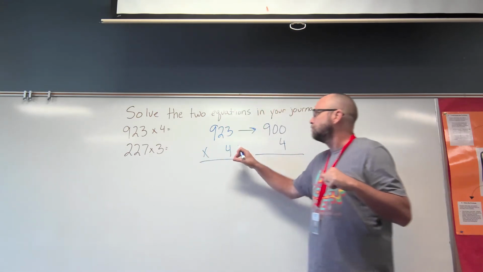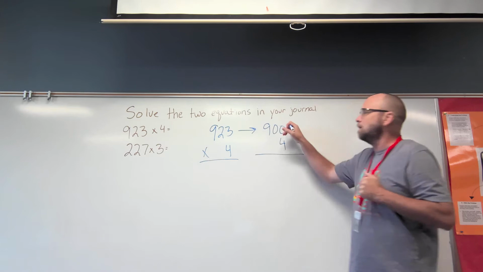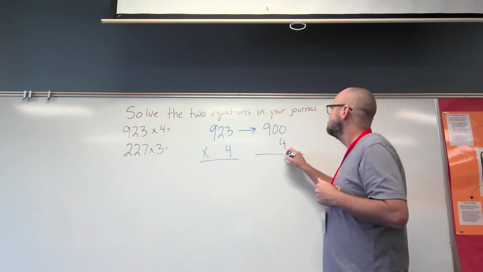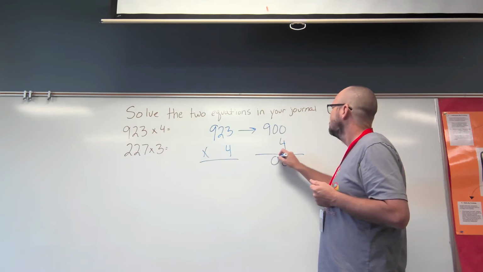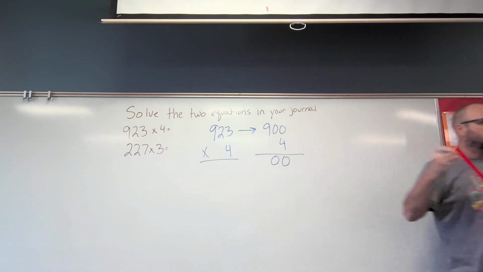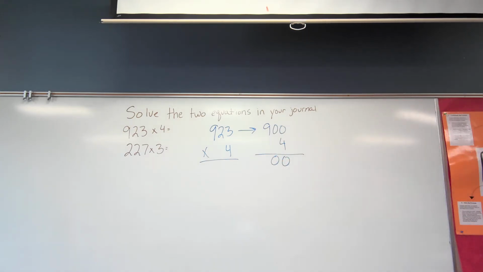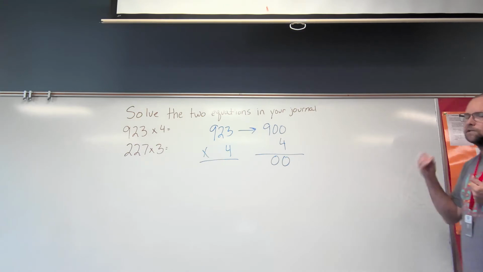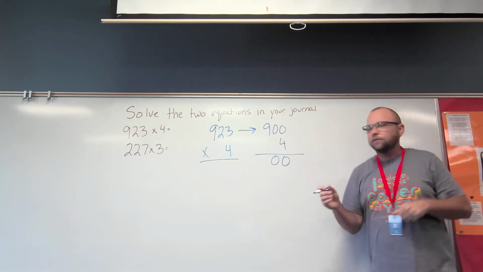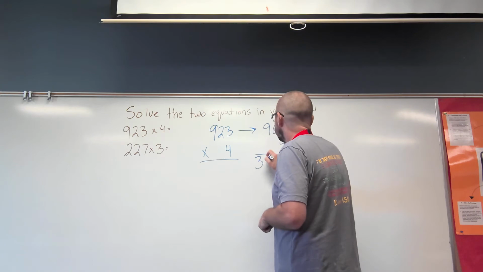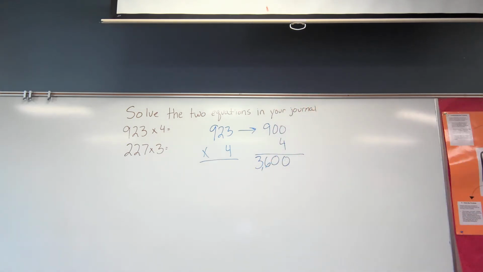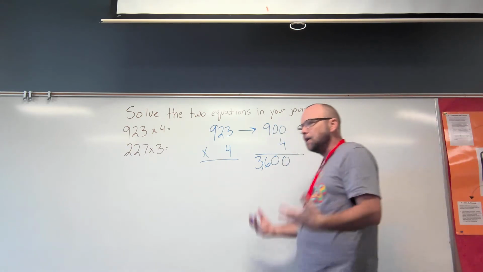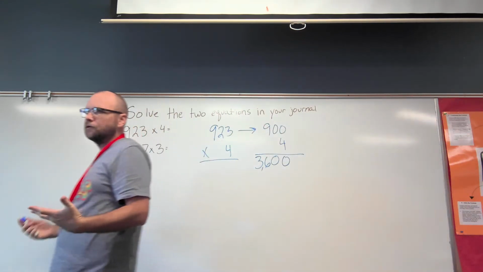So let's look first. 4 times 0. 0. Now, all I have to know to solve this problem for my estimation is 9 times 4. So what's 9 times 4? 36. So my estimation is 3,600. My answer needs to be somewhere near 3,600.